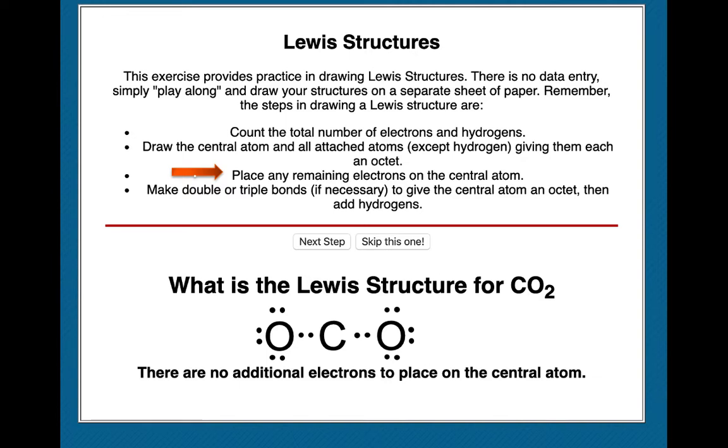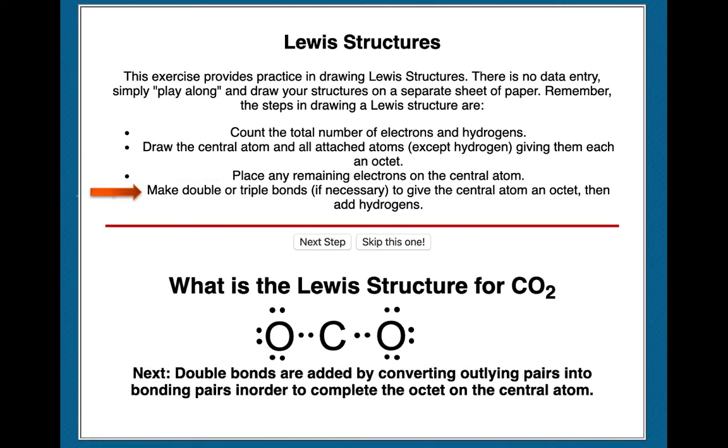Okay. Last rule. Make double or triple bonds if necessary to give the central atom an octet. Well, with carbon dioxide, we could do it this way. We have 8 electrons here. We only have 4 here. We could take these guys, move them in, these guys, move them in, and wind up with this as our structure.